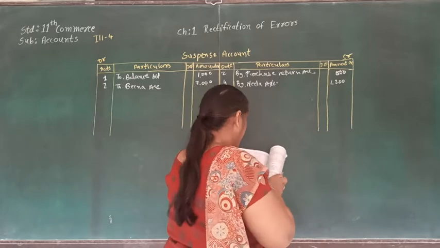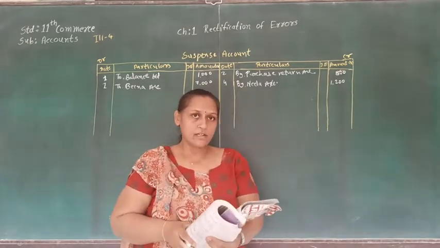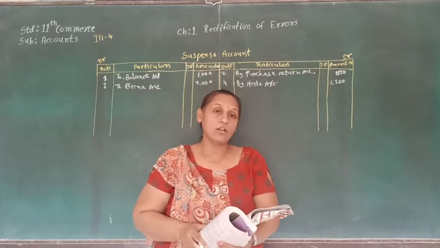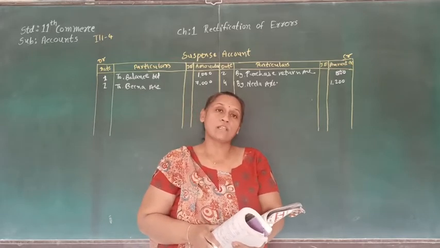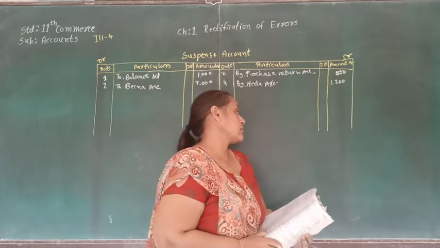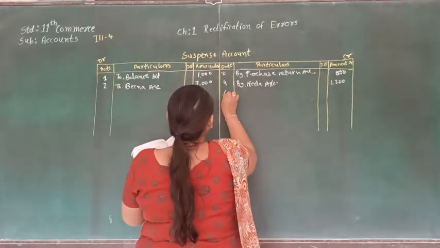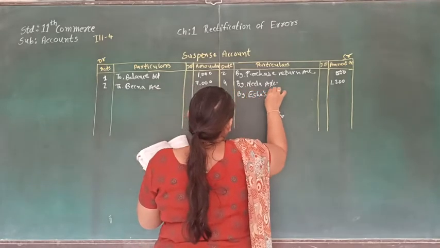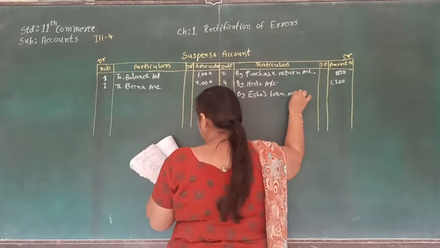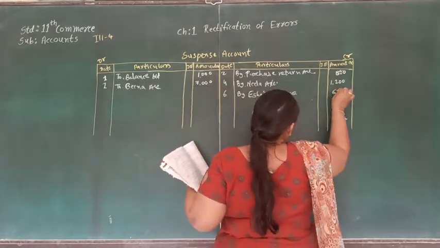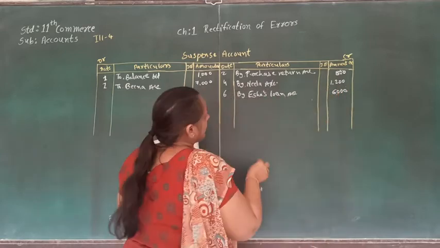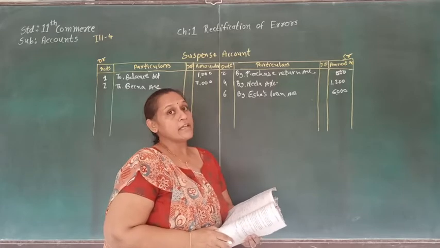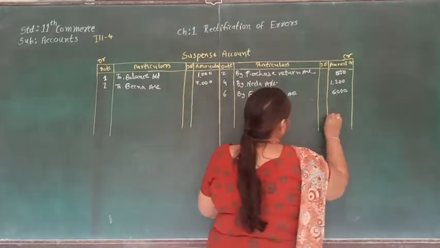After that, for date number 5, there is no suspense account entry, and on date number 6, Esa's loan account debit to suspense account. So on the credit side of the suspense account, we will write by Esa's loan account, and the amount will be 6,000. So here, if we tally the total amount, we can see that both side totals are equal, and that is 8,000.